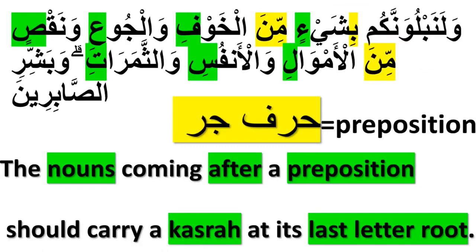Bi and mina are حرف jar, preposition. The nouns coming after a preposition should carry a kasra at its last root letter.